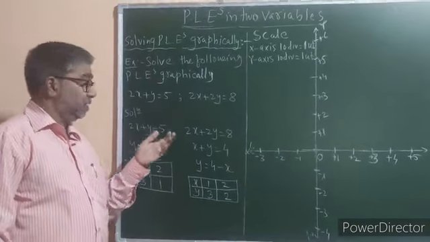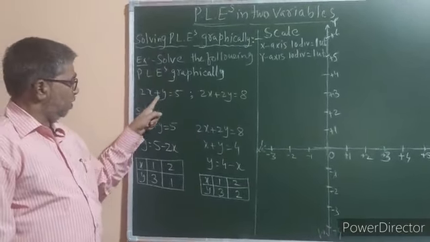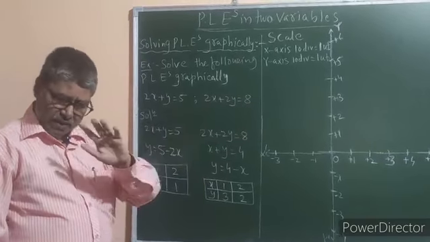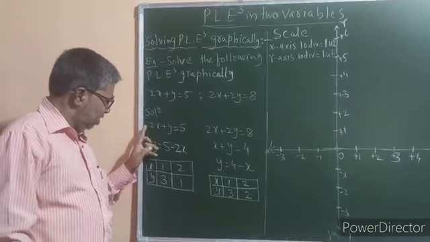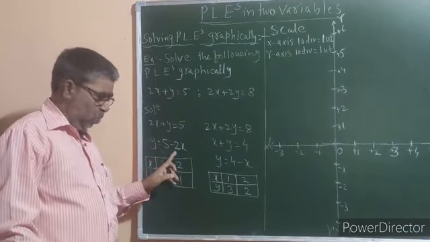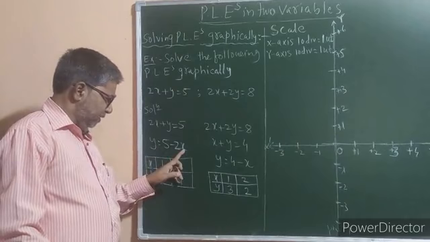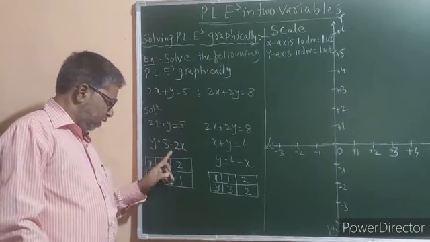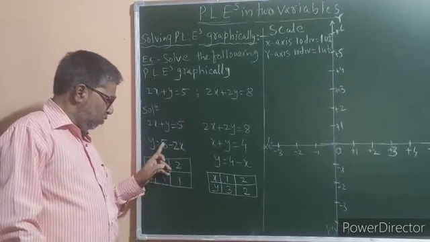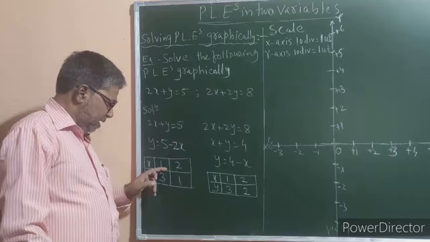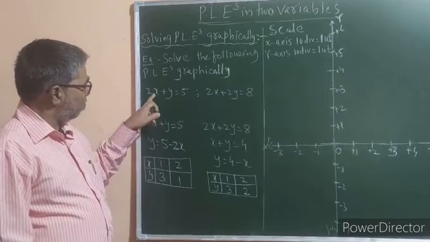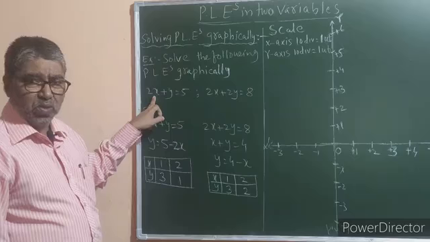So the next example is: solve the equations 2x plus y is equal to 5 and 2x plus 2y is equal to 8 graphically. The first equation is 2x plus y is equal to 5, therefore y is equal to 5 minus 2x. Okay, let us take the value of x as 1. 2 1s are 2, 5 minus 2 will be 3. Let us consider the value of x as 2. 2 2s are 4, 5 minus 4 will be 1. So (1, 3) and (2, 1) are the 2 ordered pairs for the values of x and y for this first equation, 2x plus y is equal to 5.